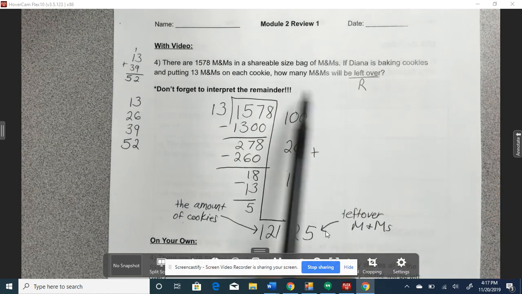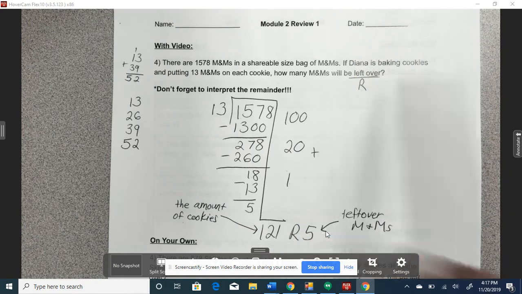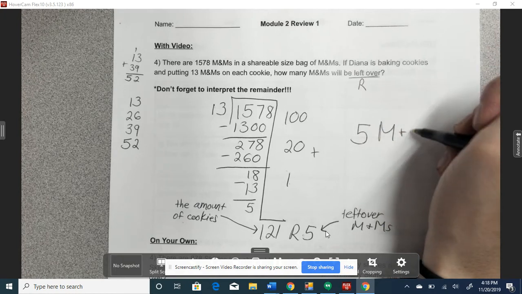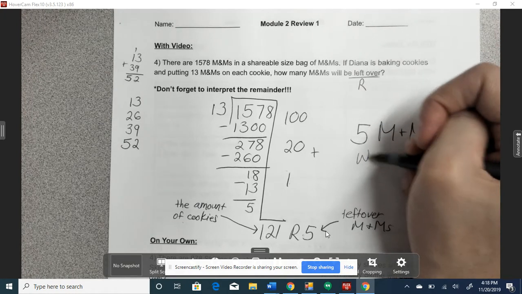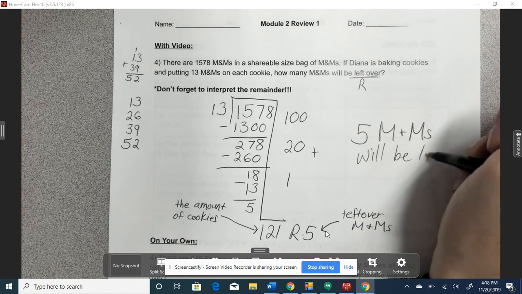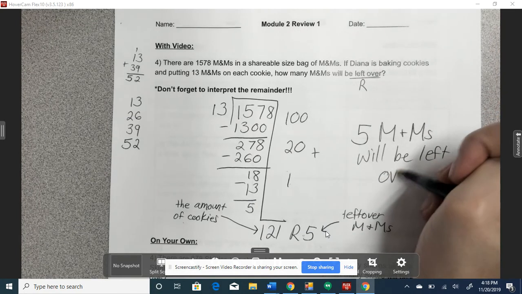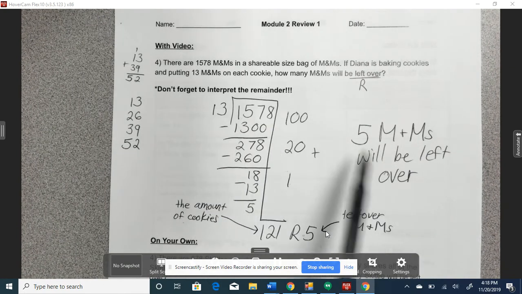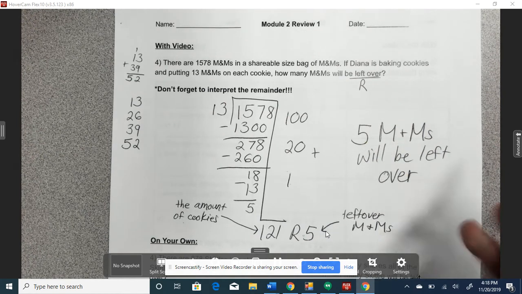Let's look at my question. How many M&Ms will be left over? We just determined that here. 5. So the answer is 5 M&Ms will be left over. It's important to really answer the question. Even though 121 remainder 5 is correct for the division problem, it doesn't answer the question. 5 M&Ms will be left over answers the question.